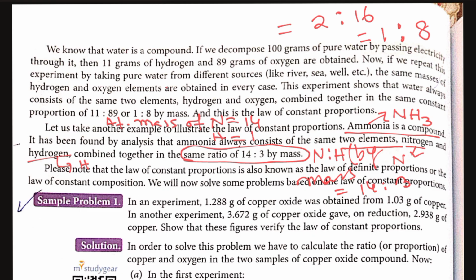Now please note that the law of constant proportion is also known as the law of definite proportion or the law of constant composition. So there are 3 names: the law of constant proportion, the law of definite proportion, and the law of constant composition.